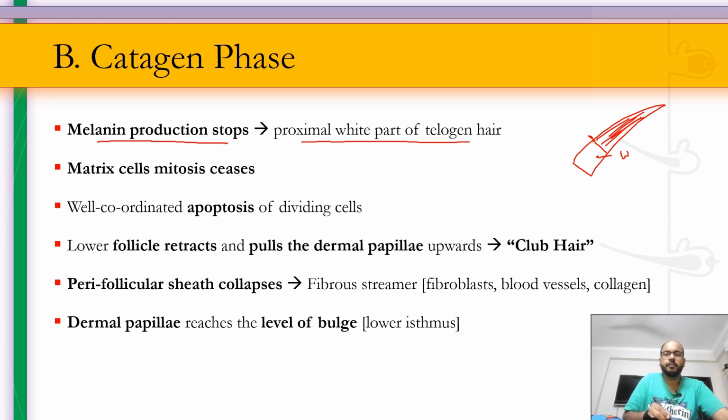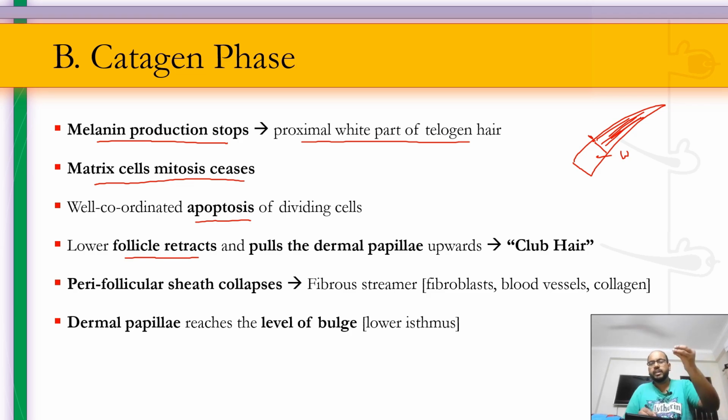Okay. Matrix cell mitosis ceases. So matrix cell mitosis means division in the matricial cells will stop. There's a well-coordinated apoptosis of dividing cells. So all the division which was happening and newer cells were being formed, all the cells will start to undergo depletion. The lower follicle will retract and pull the dermal papilla upwards.